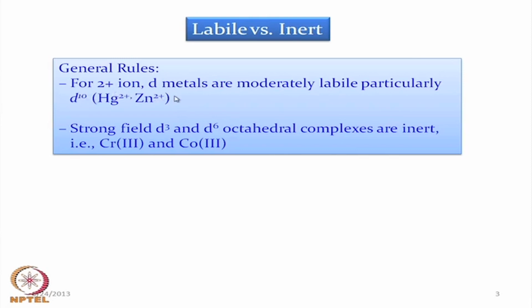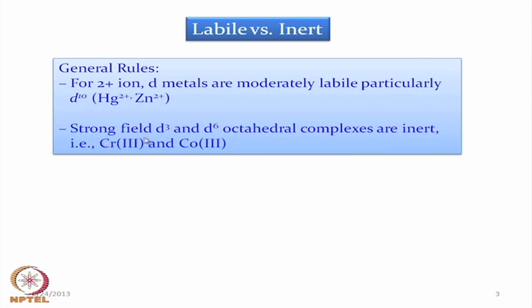Not only this ferric ion, but several other compounds in the 2 plus oxidation state also. The transition metal ions are moderately labile, particularly the d10, when we do not have any ligand field stabilization energy, for mercuric ion or zinc 2 plus ion. If we have water molecules surrounding this mercuric ion or zinc 2 plus ion, they exchange very rapidly with the bulk water molecules or some other ligand groups also. So, they are good examples of labile complexes.